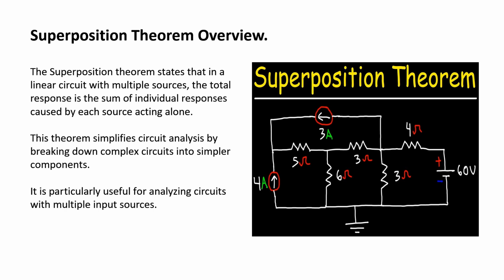And the next one is superposition theorem overview. We can see here in the diagram the circuit is given, and the superposition theorem states that in a linear circuit with multiple sources, the total response is the sum of individual responses caused by each source acting alone. This theorem simplifies circuit analysis by breaking down complex circuits into simplified components. It is particularly useful for analyzing circuits with multiple input sources.